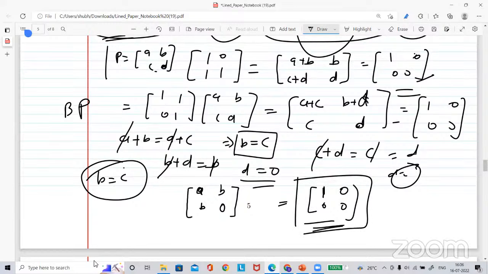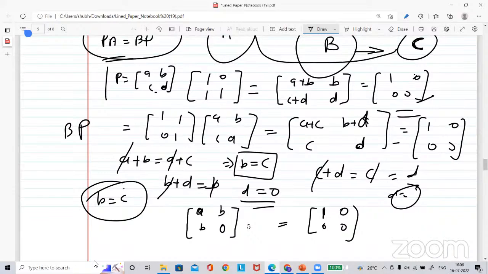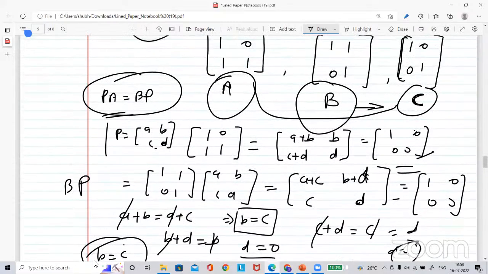I got it. I think the mistake I made was that I multiplied these two and tried to equate them directly. If we get the same matrices, then I thought they were similar matrices. I think I didn't do the next step of determining P from this.